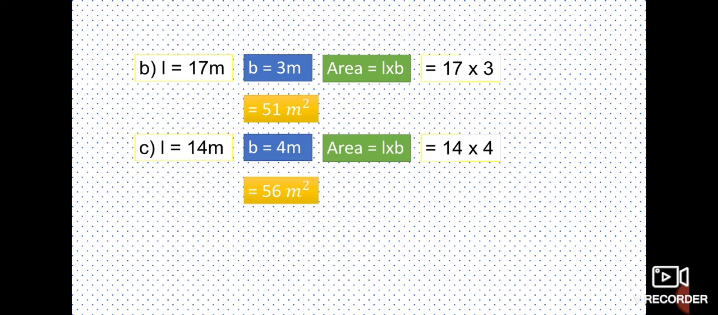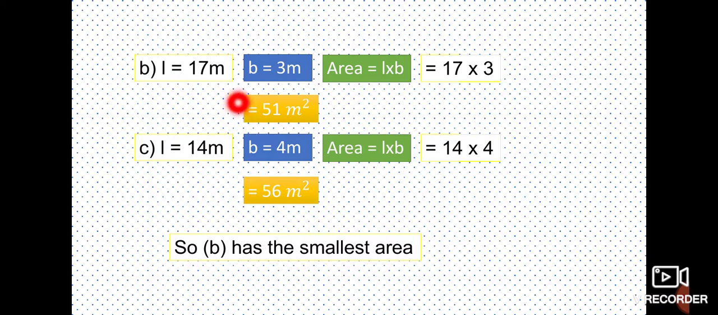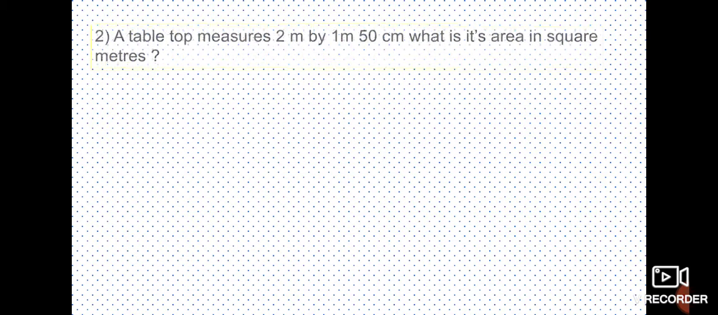So, which one has the largest area? Yes, C has the largest area. Which one has the smallest area? B. B has 51, C has 56, A has 54. So, B has the smallest area and question C has the largest area. Okay, let's see second question.